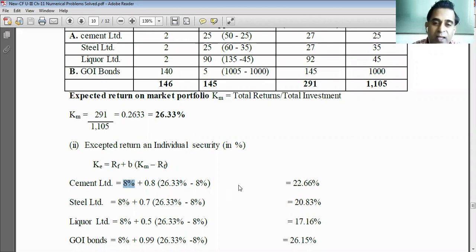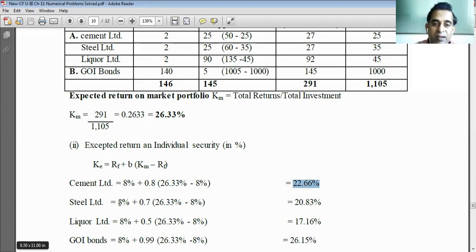Otherwise, a calculator is required, remember. So the answer is 22.66%. 22.66% is the cost of equity capital for the equity shares of Cement Limited, or the expected return on equity shares of Cement Limited if invested is 22.66%.